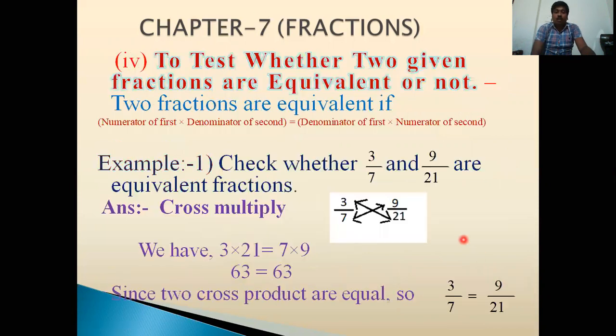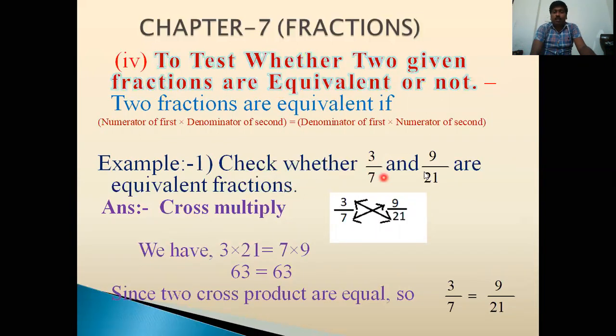Okay, children. Now we go to the next topic: testing whether two given fractions are equivalent or not. Two fractions are equivalent if the numerator of the first into the denominator of the second is equal to the denominator of the first into the numerator of the second. Let us understand from this example how this rule is helpful to check equivalent fractions.